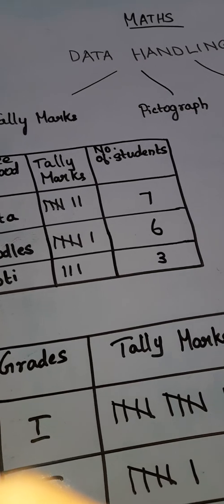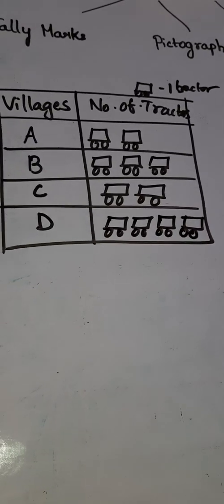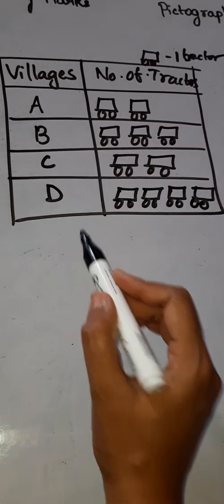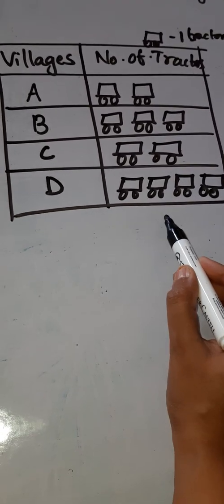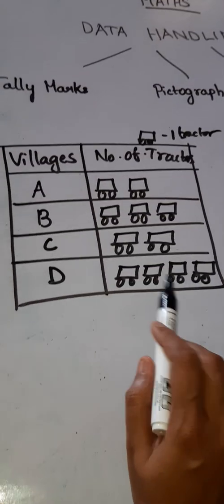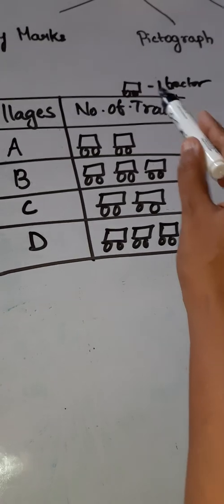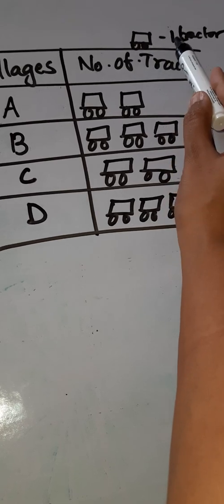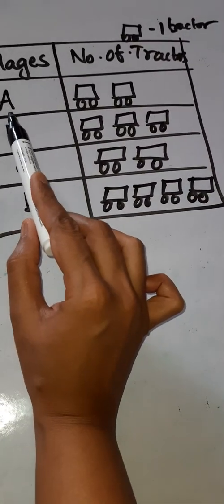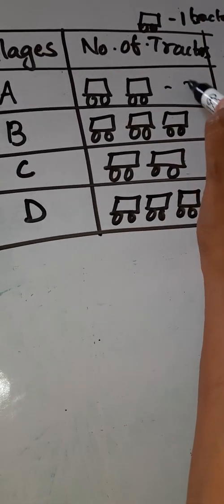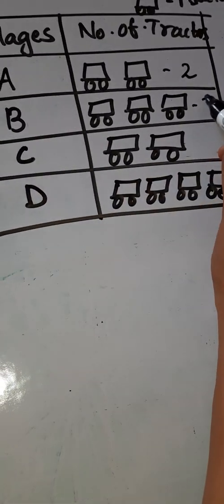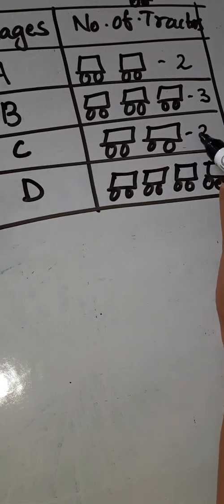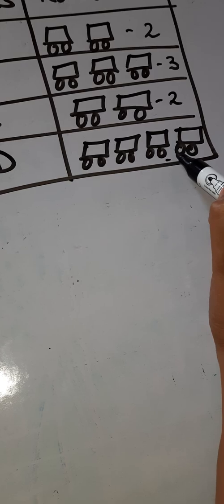So you can just walk through. The next one is the pictograph, which will have only 2 columns. Here you see the villages and number of tractors. The topmost part is very important in a pictograph. Here one drawing or picture represents one tractor. So village A has 2 tractors by the count of pictures, village B has 3, village C has 2, and village D has 4.